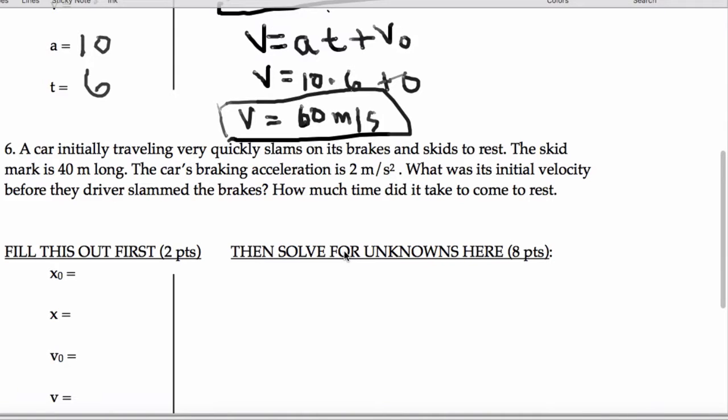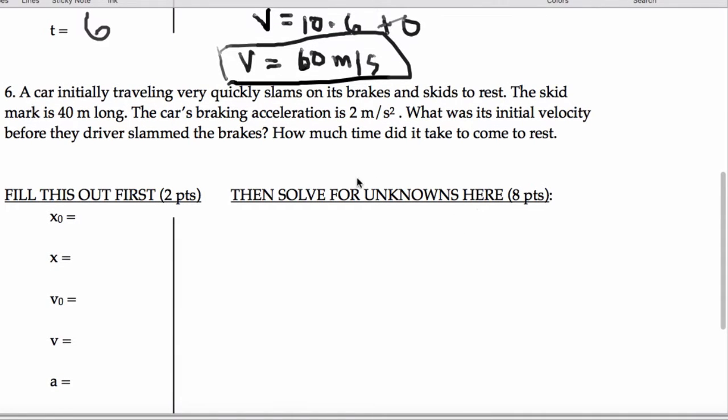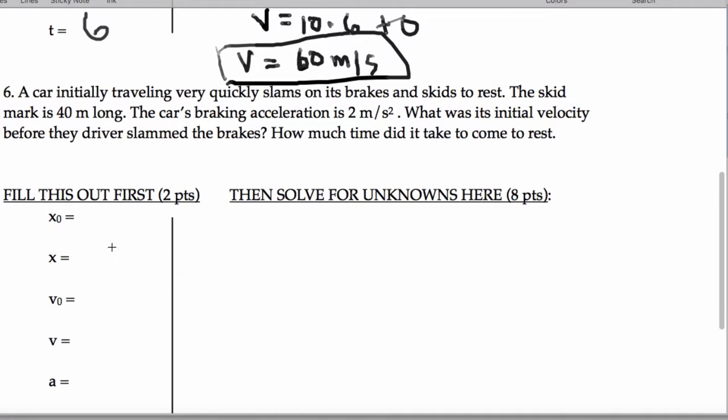Alright, so we have a car traveling very quickly. It slams on its brakes and skids to rest. And we've got a skid mark, which is the distance it takes to stop. And we have a braking acceleration. We want to know the speed and the time it took to come to rest.